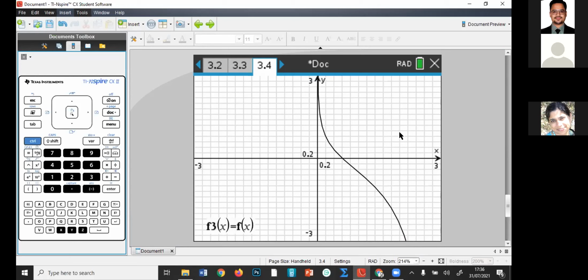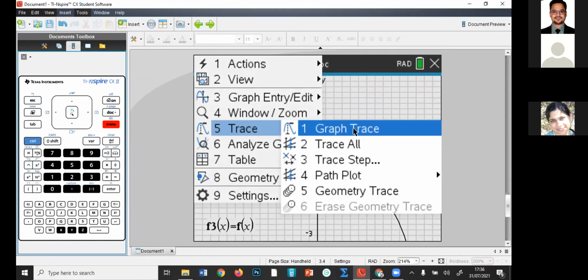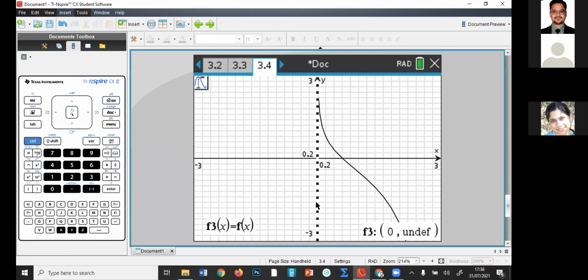Now read the question again, showing clearly any axis intercept and giving the equation of any asymptote. So you don't need to draw the asymptote, just give the equation of the asymptote. The first equation of asymptote will be x is equal to 0. The second equation will be x is equal to 3. But you need to mark this point. How to do that? Trace. Graph trace. And when you come here, it says 0, enter. So this is your point here.